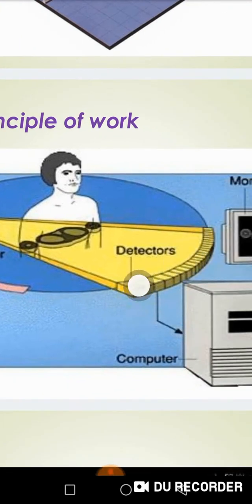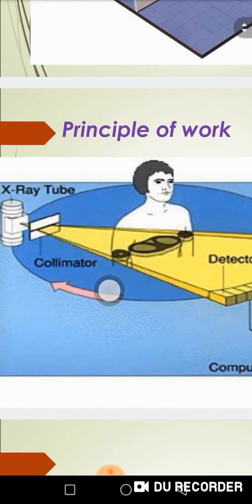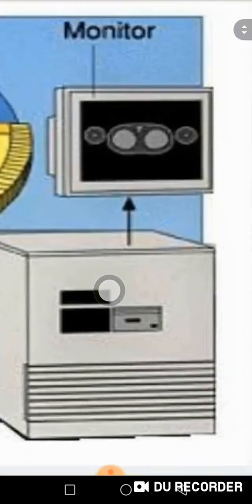Now, if I don't have a patient and I remove the patient from the image, what will happen? The X-rays will still be produced, but the detector will not receive any X-rays. So, what will the resulting image look like? The image will be completely black, with no details or features. Why did it appear black and not white?